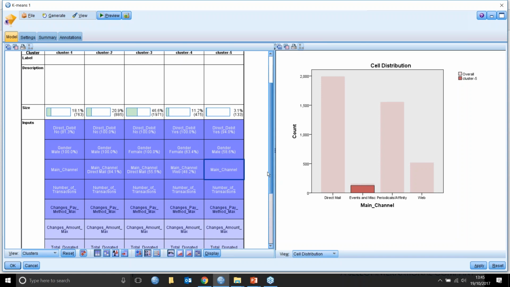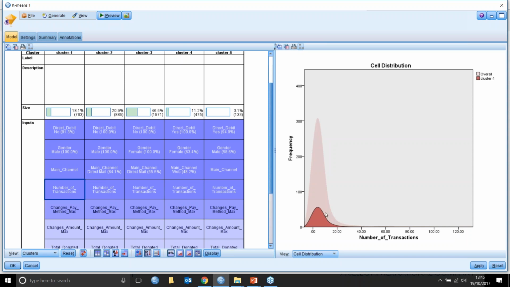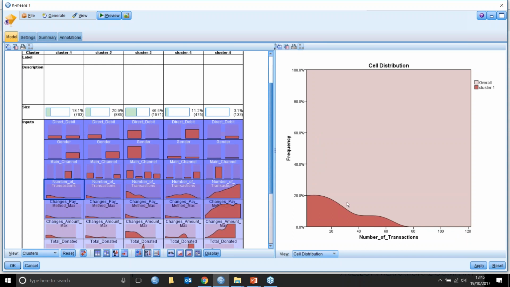So they're actually taking part in events. Then we have information about the number of transactions. So here it's showing me the overall transaction. But if I normalize this, you can see everything updates here to normalize. You can see where the majority of the transaction distribution is for that group, as opposed to cluster group 2.